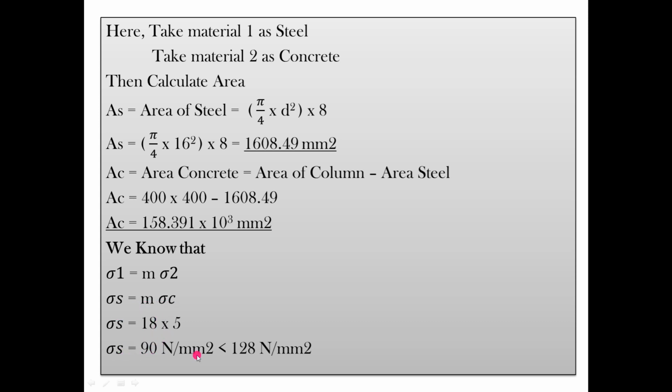हा स्टीलचा स्ट्रेस मिळाला 90 न्यूटन पर एम स्क्वेअर आणि दिलेला किती आहे 128 न्यूटन पर एम स्क्वेअर. हा दिलेला आहे म्हणजे परमिसिबल स्ट्रेस आहे. हा मॅक्झिमम स्ट्रेस आहे. हा जो स्ट्रेस आहे त्याच्यापेक्षा ही व्हॅल्यू कमी आहे. त्यामुळं आपल्याला मिनिमम व्हॅल्यू वापरायची म्हणजे आपल्याला जो लोड मिळणार आहे तो सेफ लोड असेल. ओके. म्हणून आपण आता कॉन्क्रीटसाठी स्ट्रेस आहे तो 5 वापरायचा आणि स्टीलसाठी स्ट्रेस आहे तो 90 न्यूटन पर एम स्क्वेअर वापरायचा.